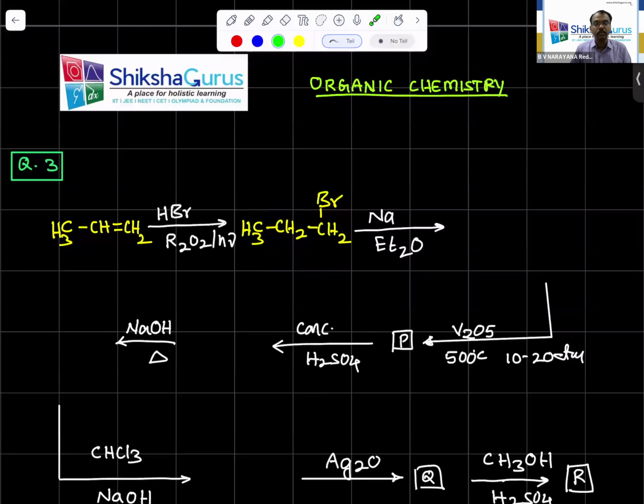It is bromopropane. It is treated with sodium in the presence of ether. Alkyl halide reacts with sodium in the presence of ether. The reaction is Wurtz reaction. In our JEE and NEET syllabus, alkyl halide and sodium के साथ one of the famous reactions is Wurtz reaction. What is Wurtz reaction? Alkyl halide reacts with sodium in the presence of dry ether, producing an alkane having double the number of carbon atoms.